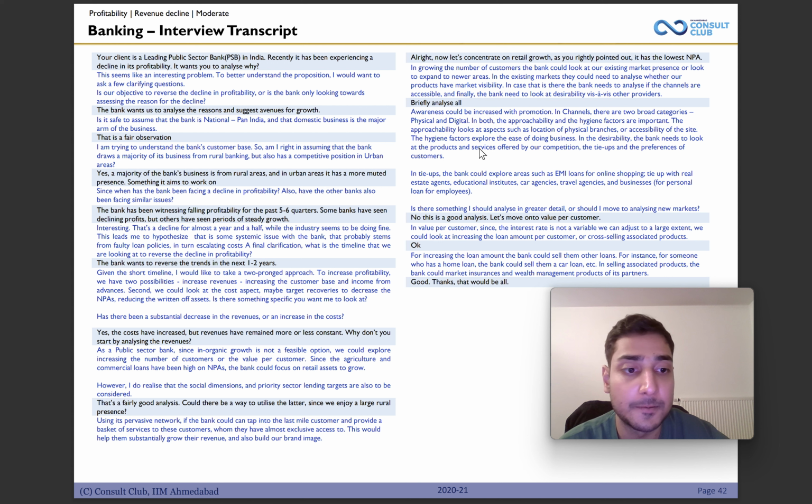In tie-ups, the bank could explore areas such as EMI loans for online shopping, tie-up with real estate agents, education institutes, car agencies, travel agencies, and businesses for personal loans for employees. Is there something I should analyze in greater detail, or should I move on to analyzing new markets? No, this is a good analysis. Let's move on to value per customer.